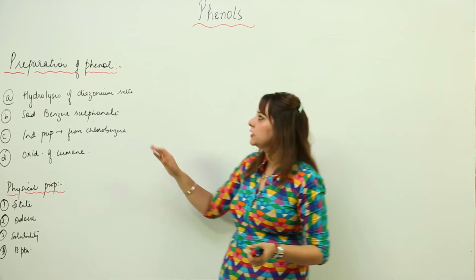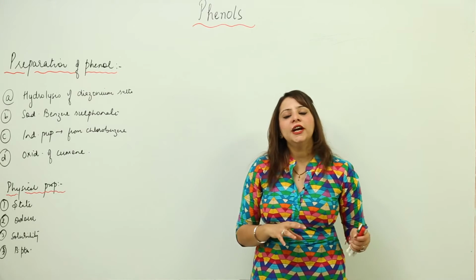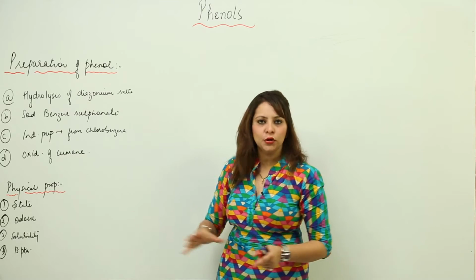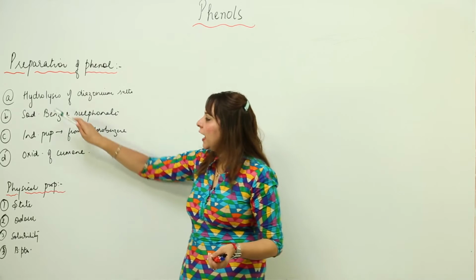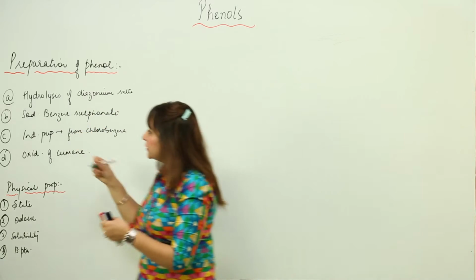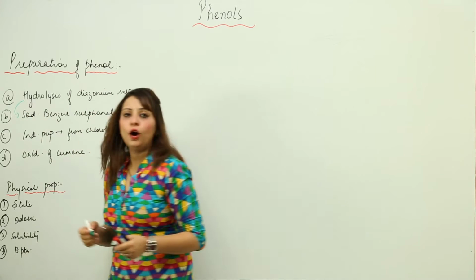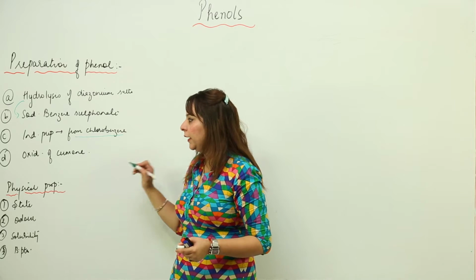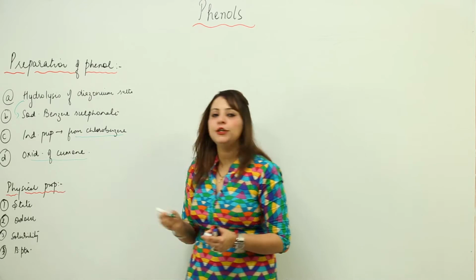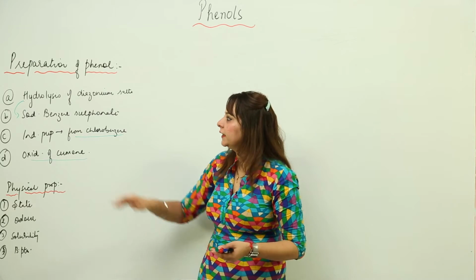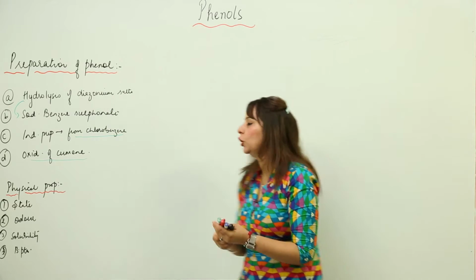Now we are going to start with the preparations of phenol. There are so many methods by which we can prepare phenol, but out of them these are the important ones. That is the hydrolysis of diazonium salt, hydrolysis of sodium benzene sulfonate, from chlorobenzene we can prepare it, and we can also prepare it by the oxidation of cumene. So first we will start with an important one, the hydrolysis of the diazonium salt.